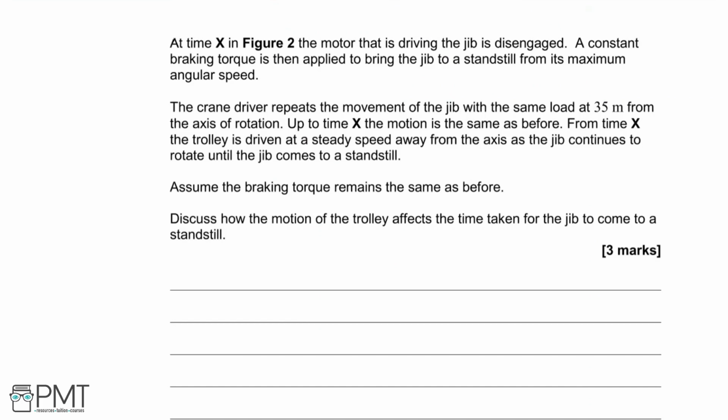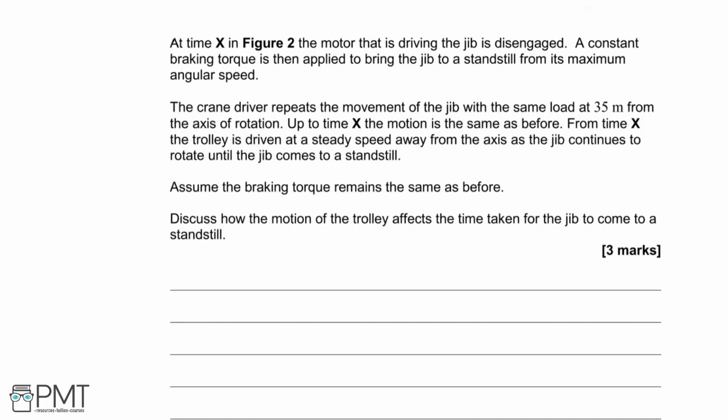At time x in figure 2, the motor that is driving the jib is disengaged. A constant braking torque is then applied to bring the jib to a standstill from its maximum angular speed. The crane driver repeats the movement of the jib with the same load at 35 meters from the axis of rotation. Up to time x, the motion is the same as before.